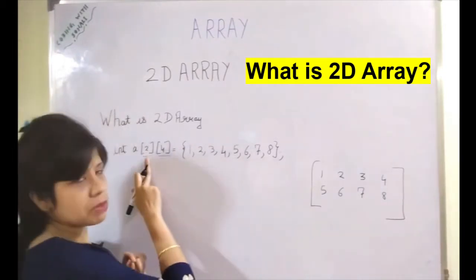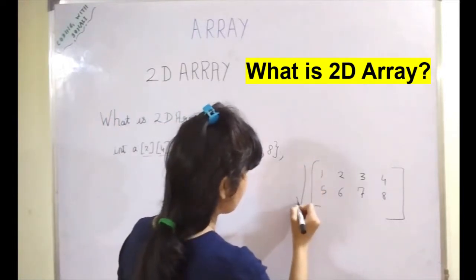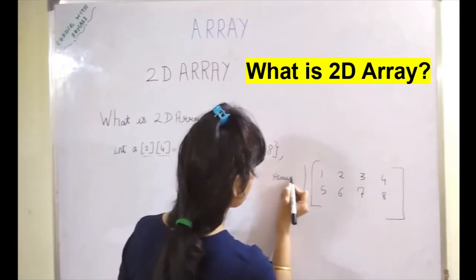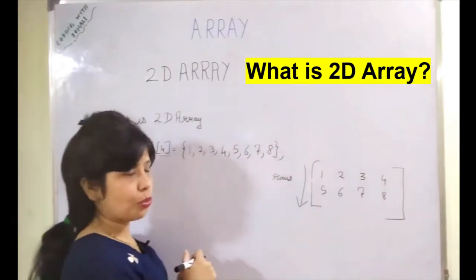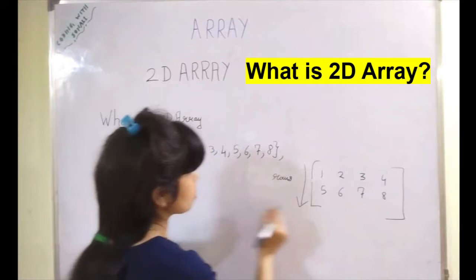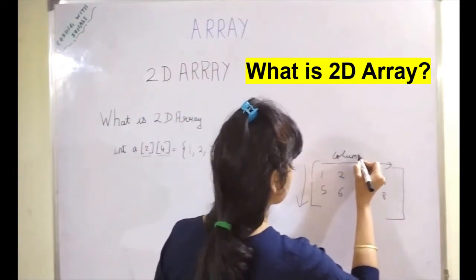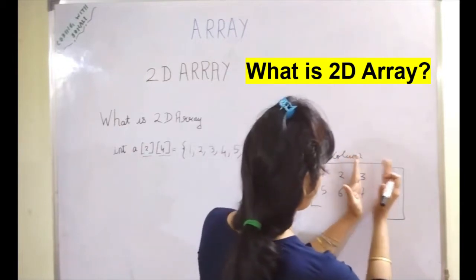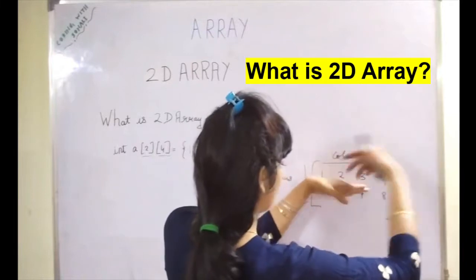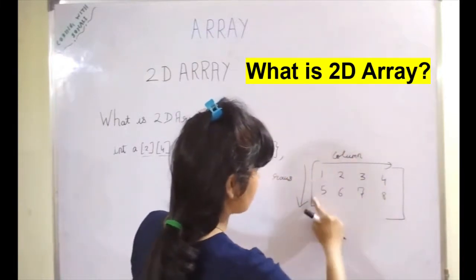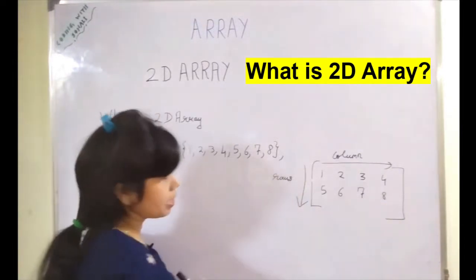As I told you, the first subscript represents the number of rows, that is 2 rows. You can see here, this one is a row; this is one row and this is the second row. And 4 columns, so this one is a column: first column, second column, third column and the fourth column. This complete 1, 2, 3, 4 is one row and this is the second row. So you can see the 2D array. That is the thing represented.